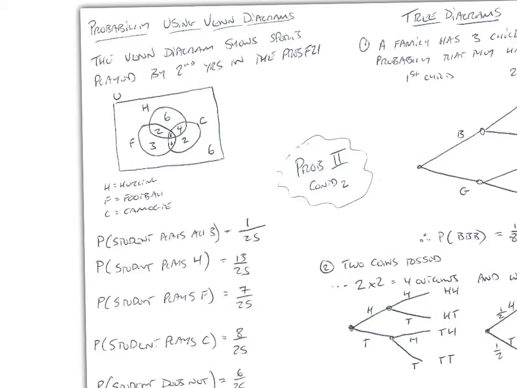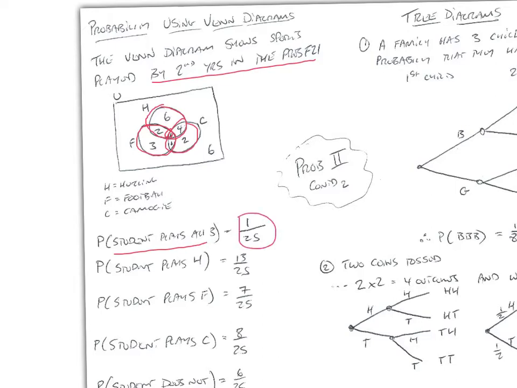Let's look and see how we can use Venn diagrams in probability. We have a Venn diagram here showing sports played by second years in the form. We have some playing hurling, some playing football, and some playing camogie. What's the probability that a student plays all three games? Well, there's only one person in the middle here that plays all three games, so it's 1 in 25.